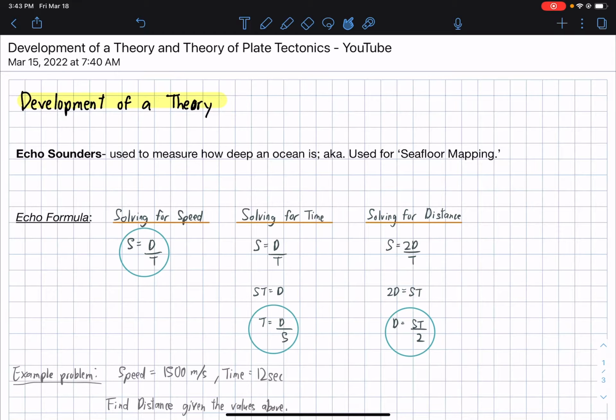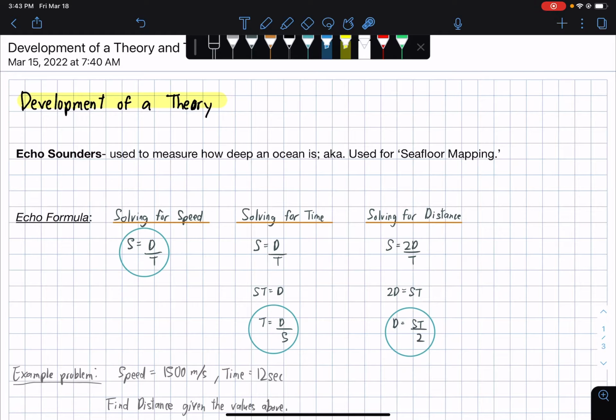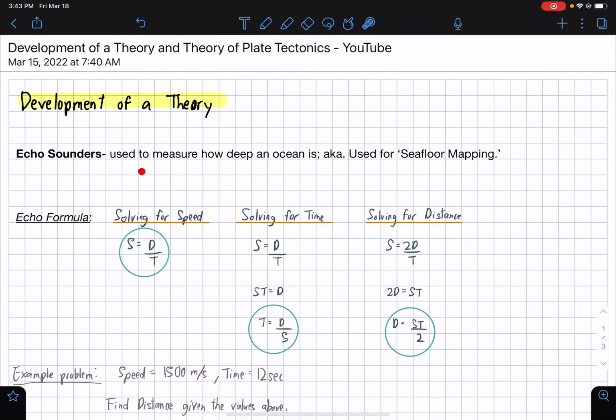In this video, we will be continuing our lesson on geology. Basically, we will be tackling the lessons on the development of a theory and the theory of plate tectonics. So first, we have to know the term echo sounders. Echo sounders are used to measure how deep an ocean is. In other words, it is used for seafloor mapping.